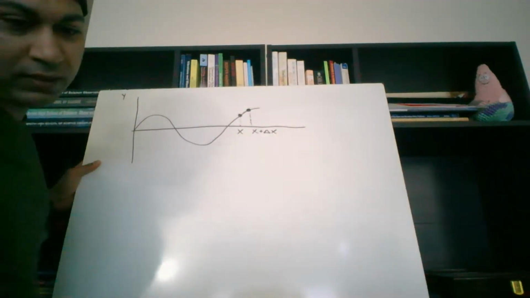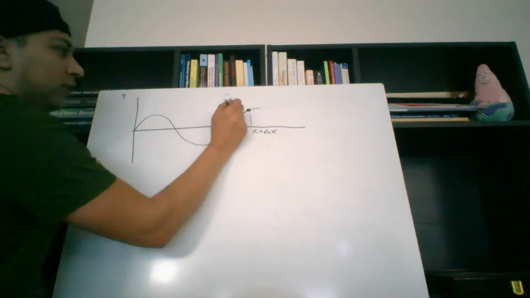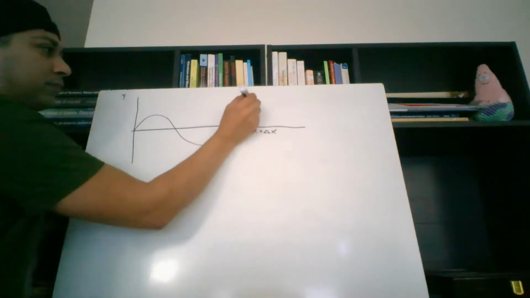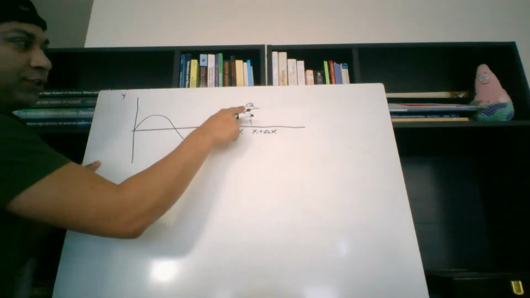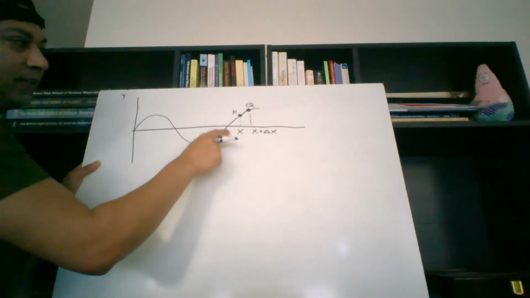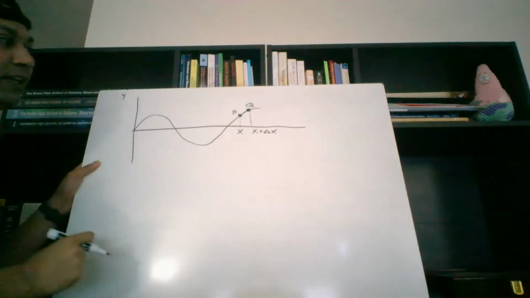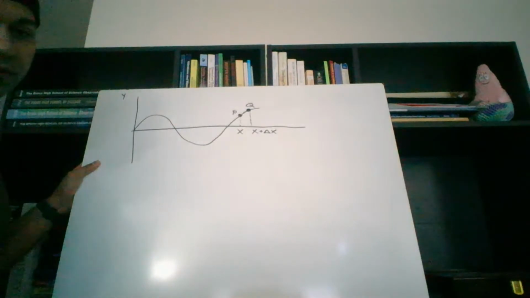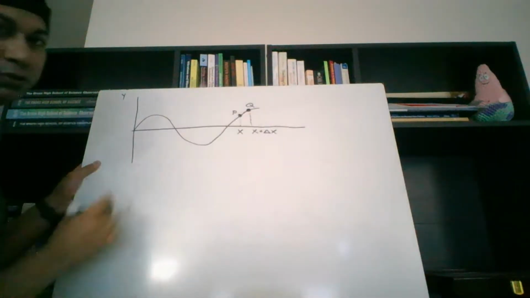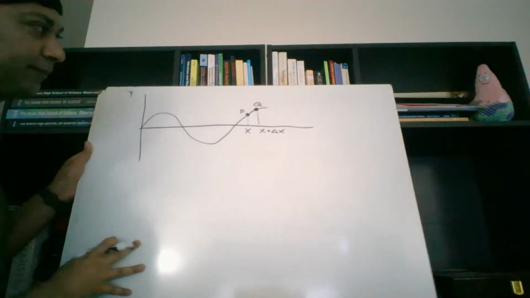Sure, why not? We can call it Y1, Y2, but I'm going to call this point P, and I'm going to call this point Q. So at point Q, you have X plus delta X, and at value X, you have a height P. Okay? And now what we're going to do is zoom into this portion of the wire here.